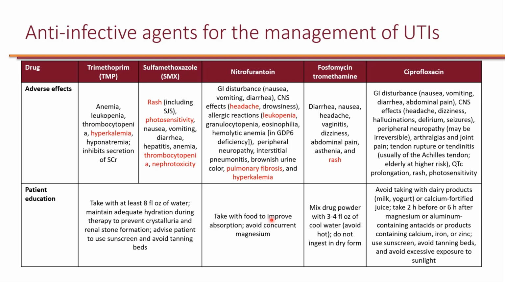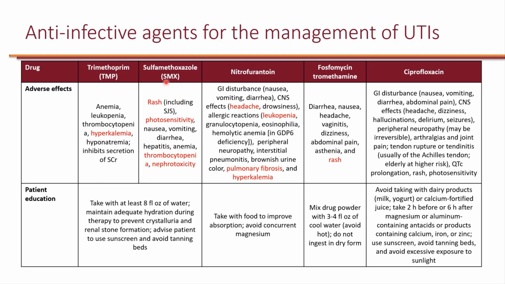Let's take a look at the adverse effects of these antibiotics. Trimethoprim can lead to anemia, leukopenia, thrombocytopenia, hyperkalemia, and hyponatremia. Hyperkalemia is something that occurs often in clinical practice and is something to monitor in patients. Trimethoprim can also inhibit the secretion of creatinine in the kidneys, which means that serum creatinine will be artificially increased, but that doesn't necessarily mean nephrotoxicity. Sulfamethoxazole, however, can cause nephrotoxicity. Because these two come together, the combination is considered nephrotoxic.